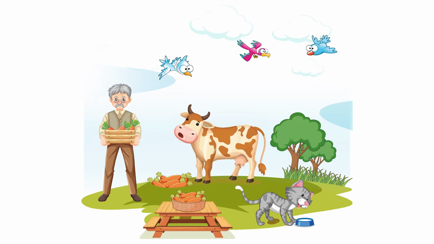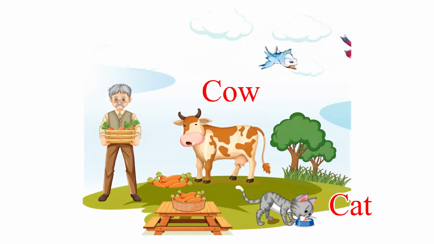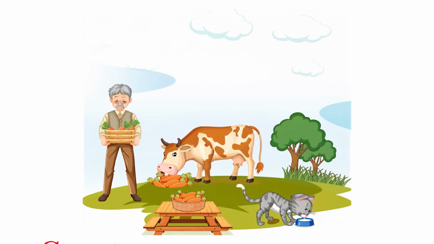Look at this picture. What do you see in this picture? In this picture, you can see a farm. There is a cow and a cat. Cat is drinking milk and cow is eating carrots.